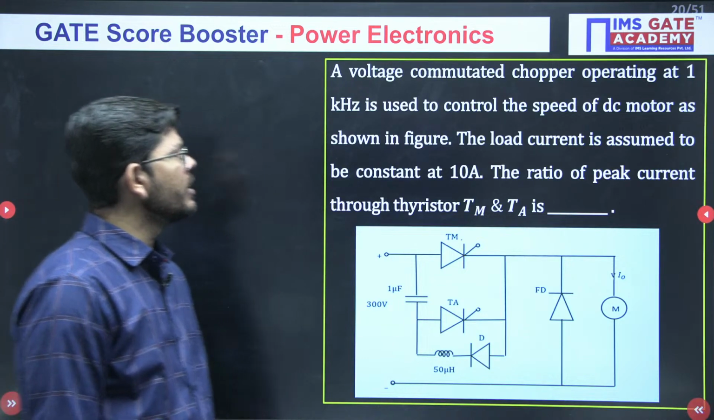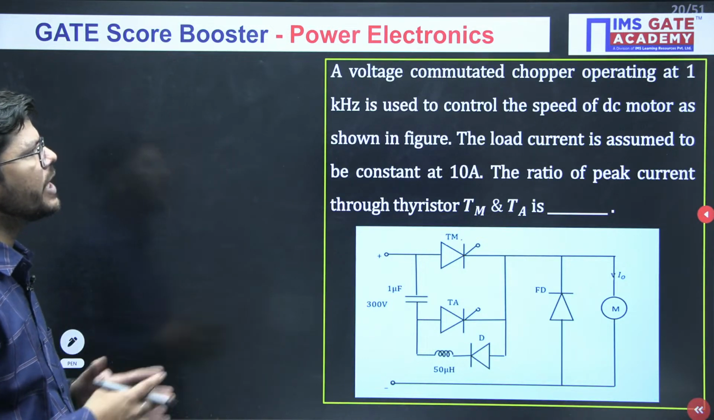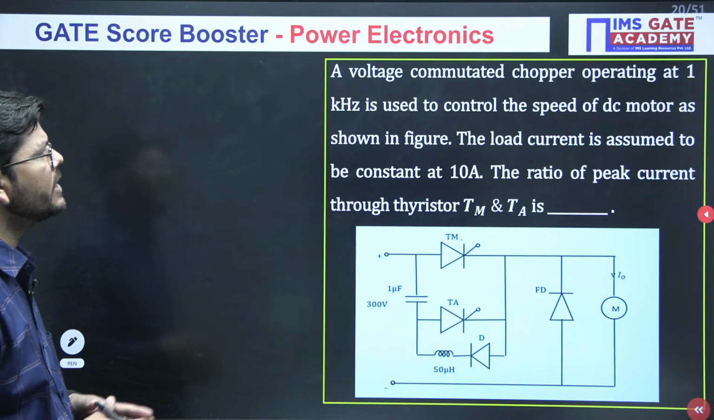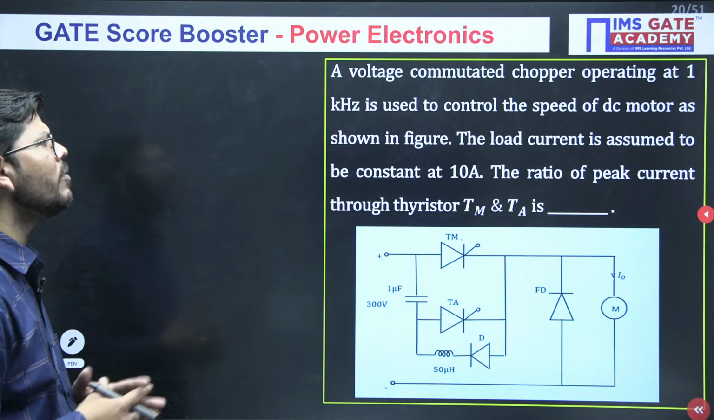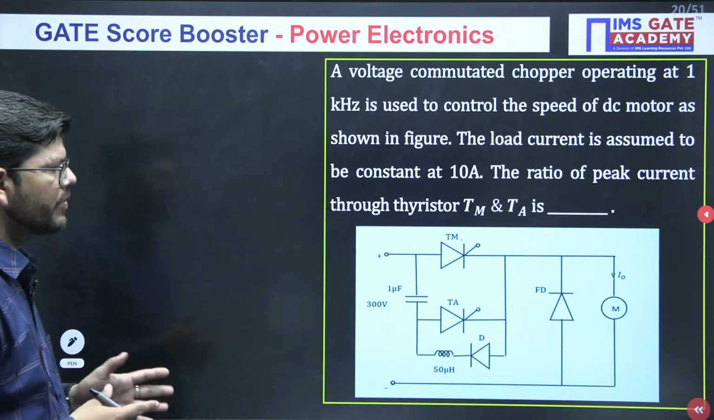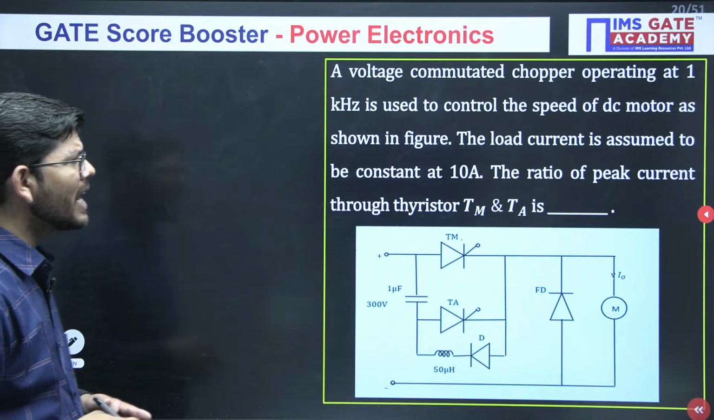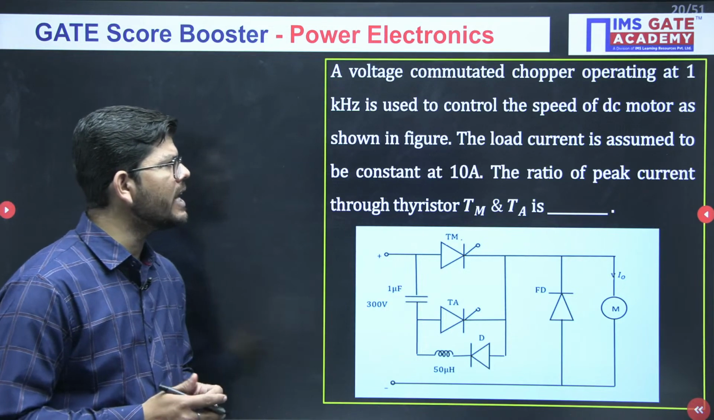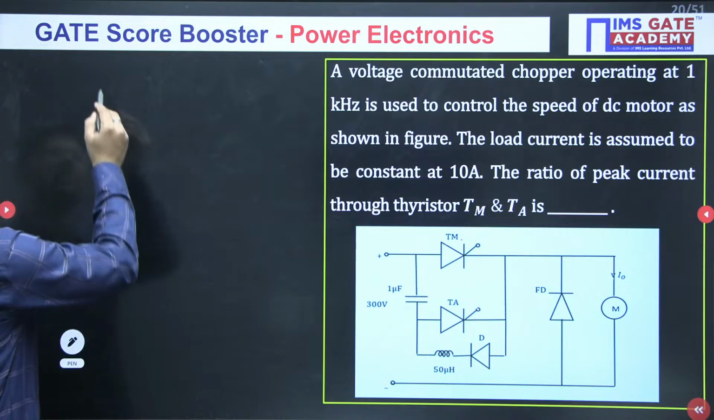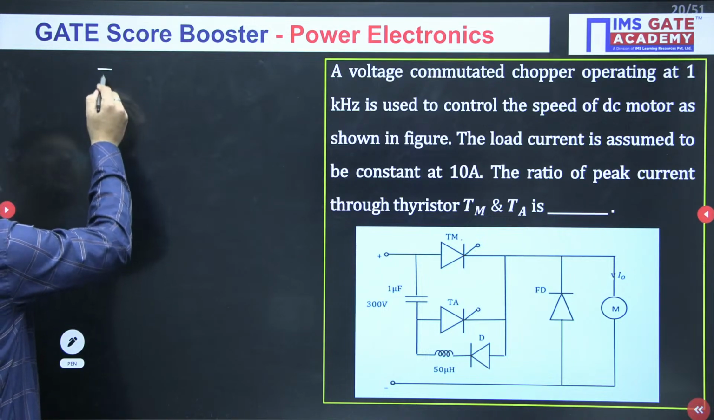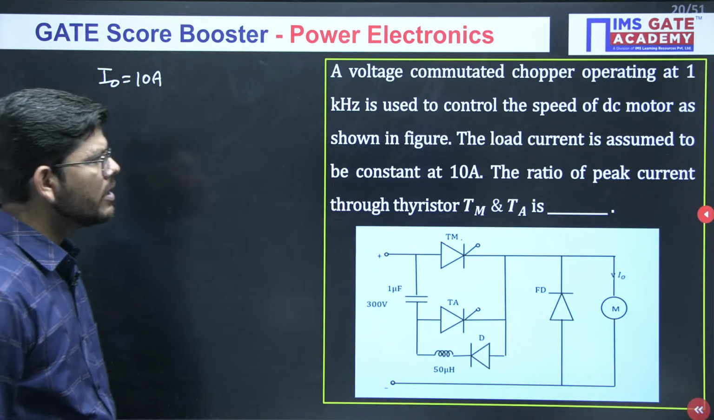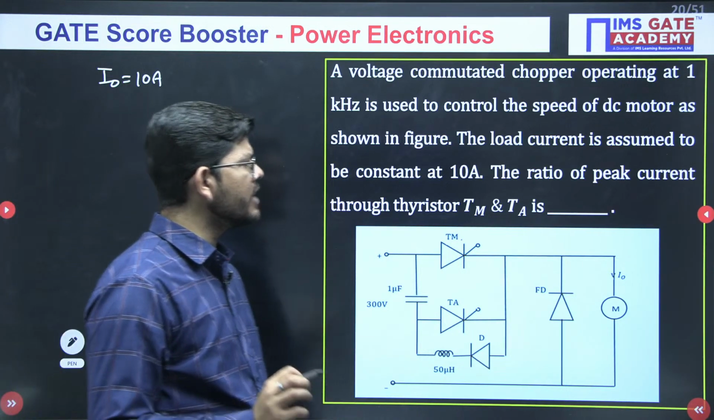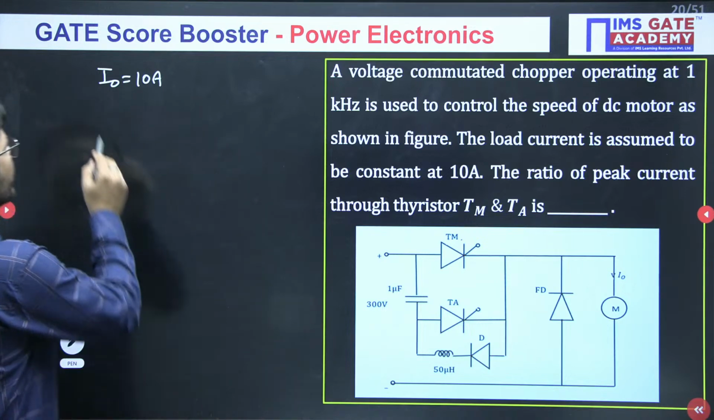Moving towards the next question. So this is related to voltage commutated chopper. What we have here is a voltage commutated chopper operating at 1 kilohertz, used to control the speed of a DC motor as shown in the figure. The load current is assumed to be constant at 10 ampere. So the load current I naught is 10 ampere. The ratio of peak current through thyristor Tm and Ta will be.